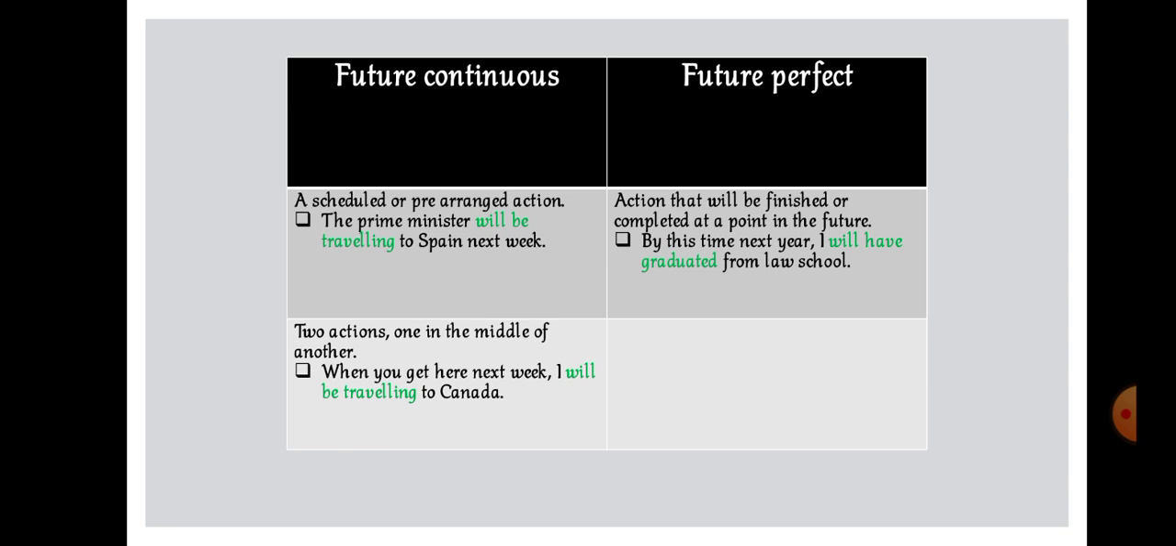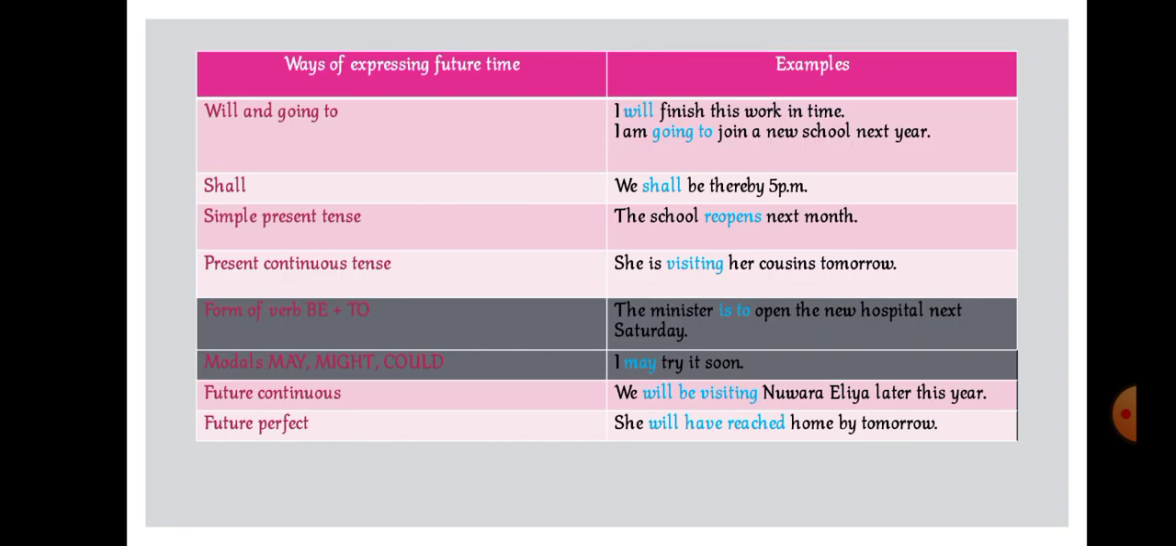Now these are the four tenses we use to talk about the future time. Now the last but not the least, you need to focus on this table again. Here I have given you one column, as I said, the ways of expressing the future time. You need to remember all those ways and their examples, right? Here I explained to you about forms of verb be plus to. I have highlighted those two rows, models and the form of verb be plus to.